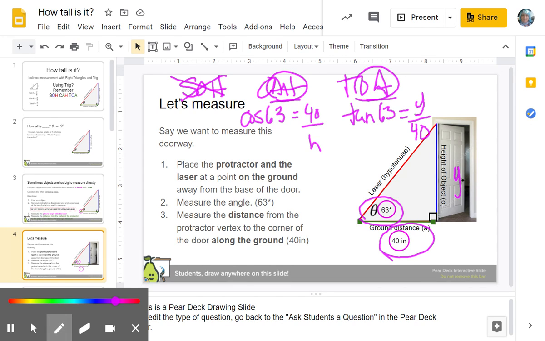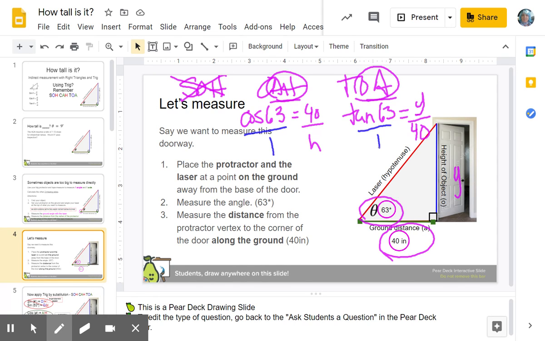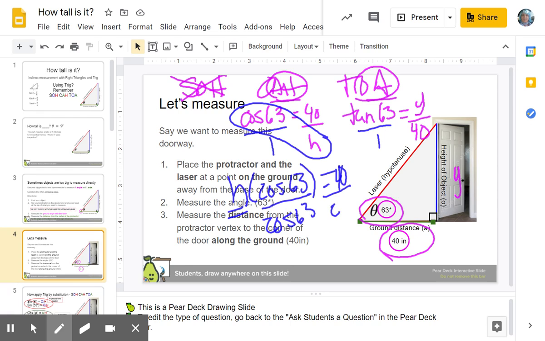So now to solve these is the second big problem. We want to make these into ratios so we can cross multiply. So when we cross multiply here, we get H times cosine 63 equals 40. So I want to get that H by itself. So I need to divide by cosine 63. Divide by cosine of 63.